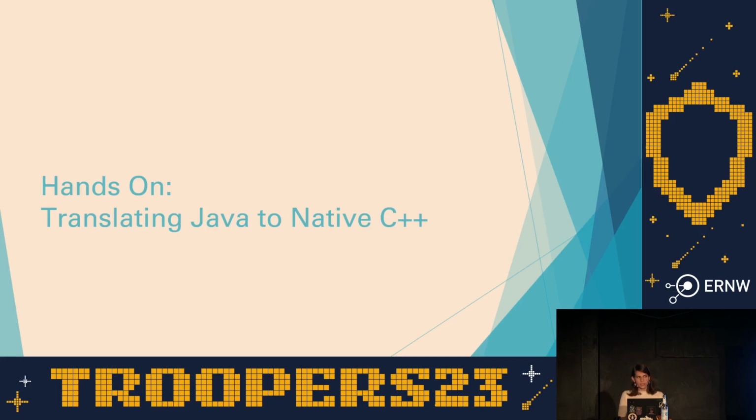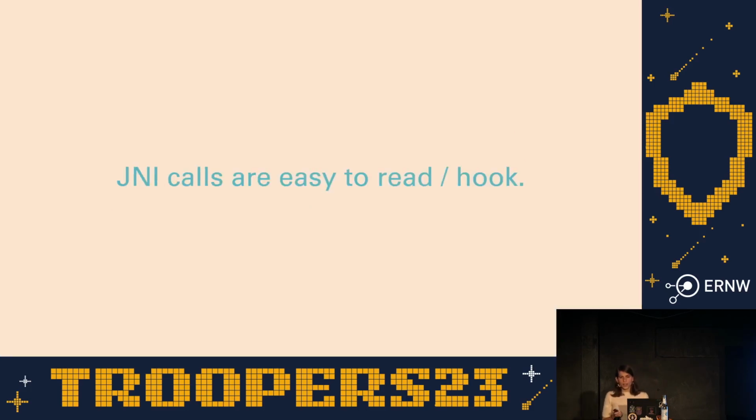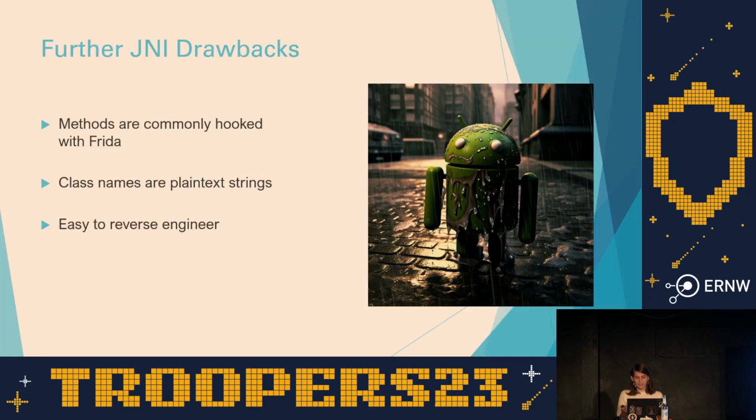But one thing to note, these JNI calls, if you didn't notice, were plain text strings. So this is really easy to read, and it's also really easy to hook. A lot of reverse engineers understand JNI calls, and they're really common targets for hooking while the application is running, reading their values and seeing exactly what's happening. So this is very easy to bypass. As I said, they're commonly hooked, they're plain text strings, and they're easy to reverse engineer.